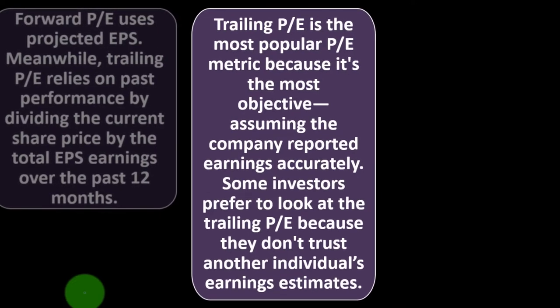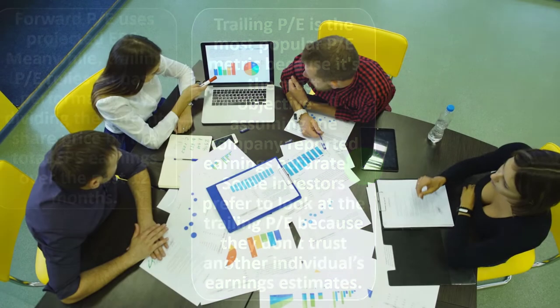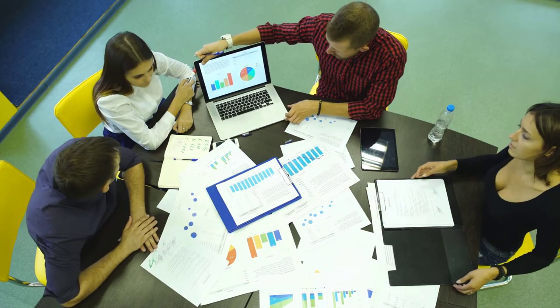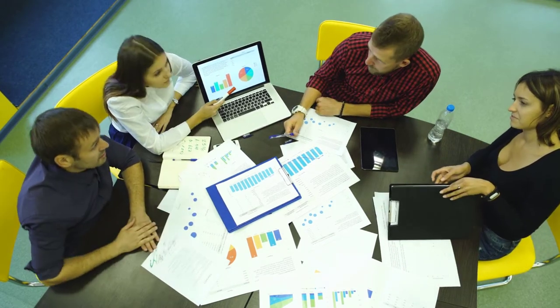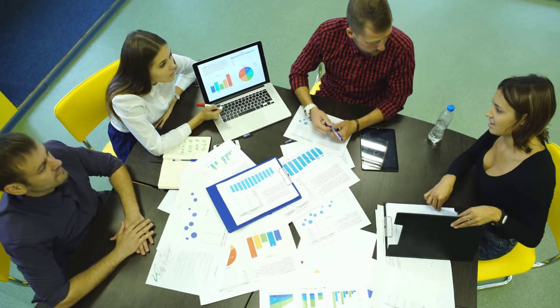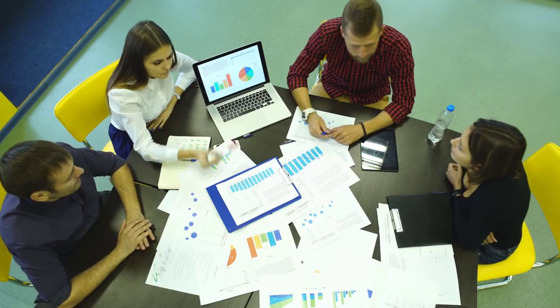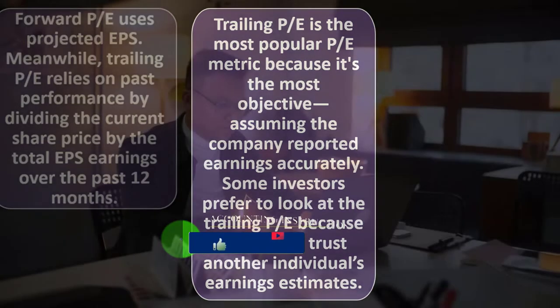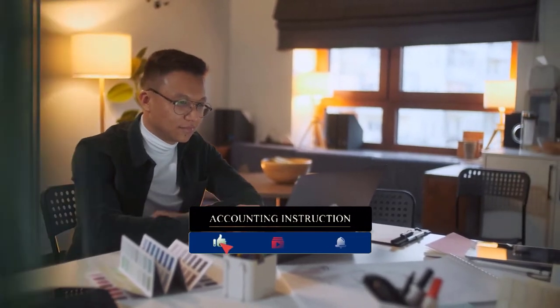Trailing PE is the most popular PE metric because it's the most objective, assuming the company reported earnings accurately. So trailing PE is useful because the past has already happened, and therefore we can rely on that number as long as we can rely on the company fairly reporting it, which hopefully we can, given that they're publicly traded companies and they're being audited. So some investors prefer to look at the trailing PE because they don't trust another individual's earnings estimates. So in other words, if we look at forward PE, we have to depend on estimates. And whose estimates are we going to trust?